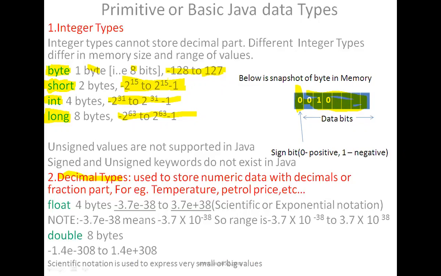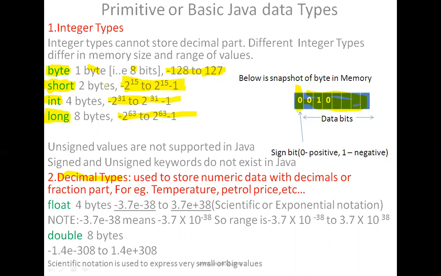So byte means minus 2 power 7 to 2 power 7 minus 1. Can somebody calculate 2 power 7 and tell me? 128. Okay, 128. So it is minus 128 to 2 power 7 minus 1, that is 127.